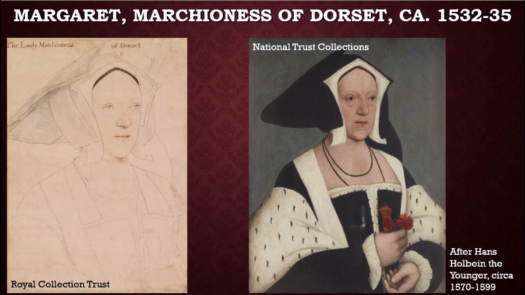Margaret Wotton, sister to Mary Wotton, was the Marchioness of Dorset and the 2nd wife of Thomas Grey, the 2nd Marquess of Dorset. Margaret was born in 1485. She and Thomas married in 1509. They had many children together, including Henry Grey, the 1st Duke of Suffolk, and Elizabeth Grey.